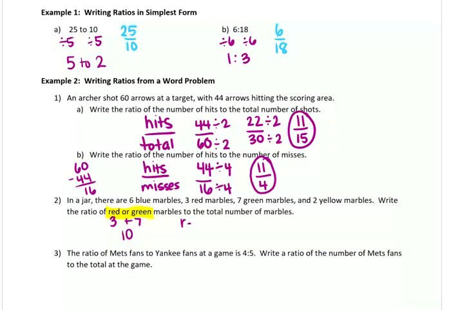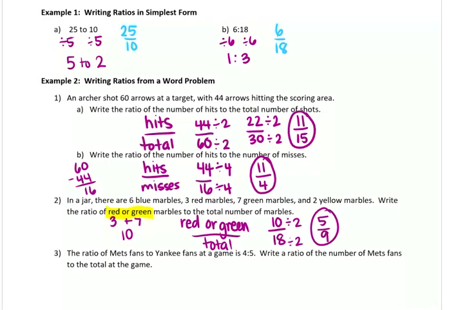So I'm going to set this up as red or green over the total. We said that the red and the green was 10. The total, well, we already did the red and green, so we have to add in the blue and the yellow. So really 6, 3, 7, and 2 add up to 18. And of course we need to simplify. They're even, so let's divide by 2. We get 5 over 9.